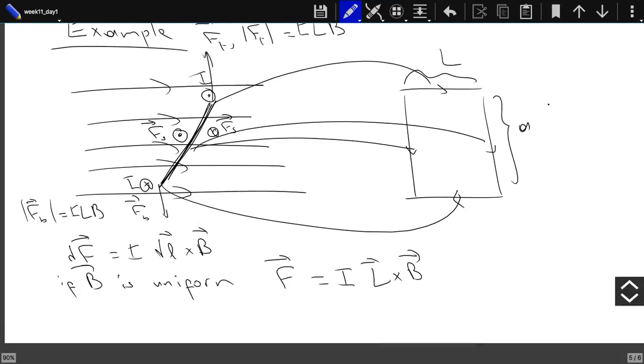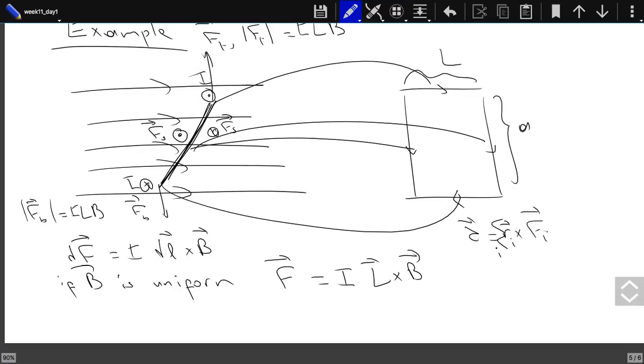The general definition of the torque: if there are many forces acting on my system, the torque is the sum of R_i cross F_i. So you just calculate the torque created by each one of the forces, taking into account the point where they are acting, this R_i over there, and just sum them up.